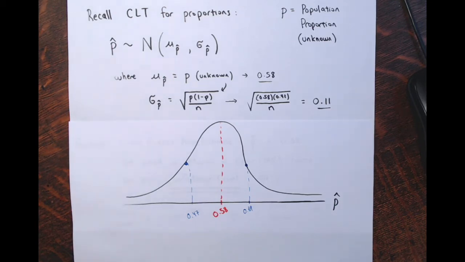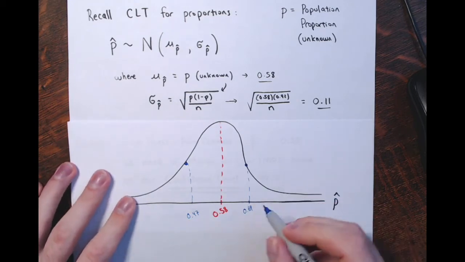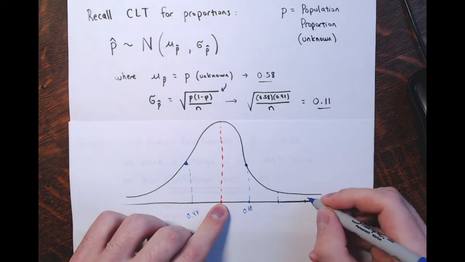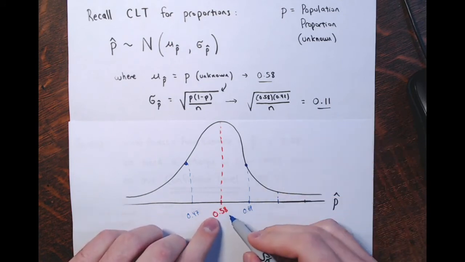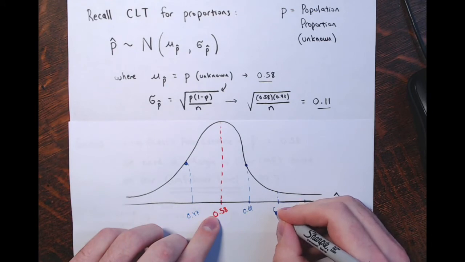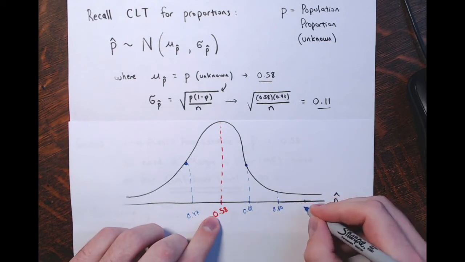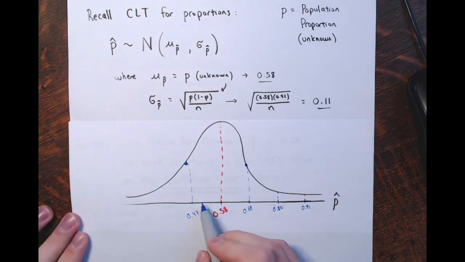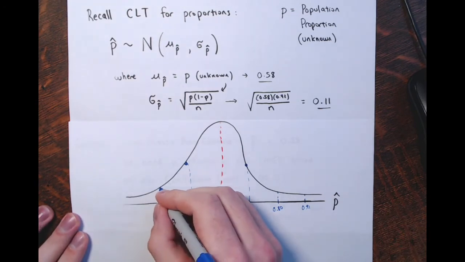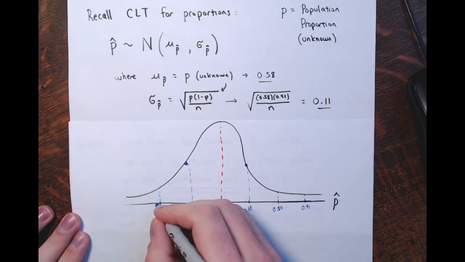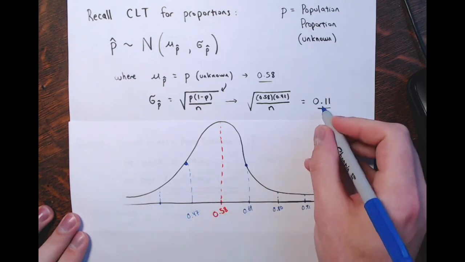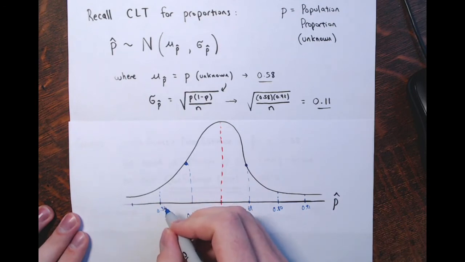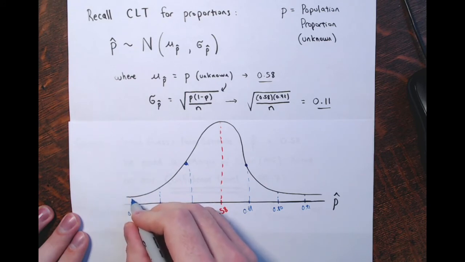And we can go more. Here's 2 standard deviations and 3 standard deviations. Just keep going a distance of 0.11, 0.11. So this is 0.80, 0.91 for the 3 standard deviations above. Here is, say, two standard deviations below. Just subtract 0.11, so this is 0.36, and then 3 standard deviations below would be at 0.25.